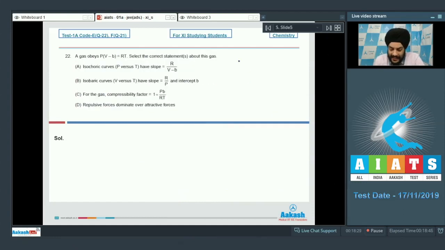Question number 22. It says a gas obeys P into V minus b equal to RT. Okay. Select the correct statements about this gas. Okay. So in the first option, the examiner seems to be interested in the isochoric curves plotted between P versus T. Okay. So if we talk about P versus T, students, we can clearly see that P can be written as R upon V minus b into T. Okay. So we can see that it has a straight line nature and the value of slope is given by R upon V minus b, students. So the statement given in option A is correct.